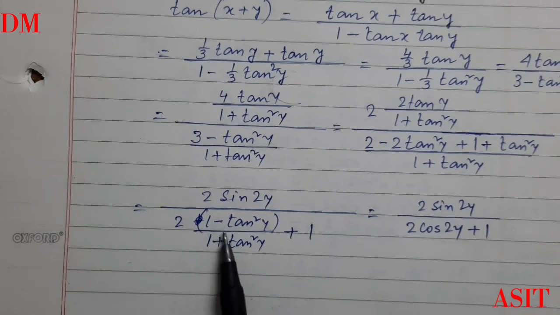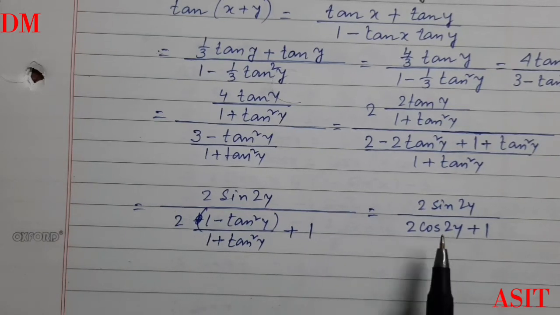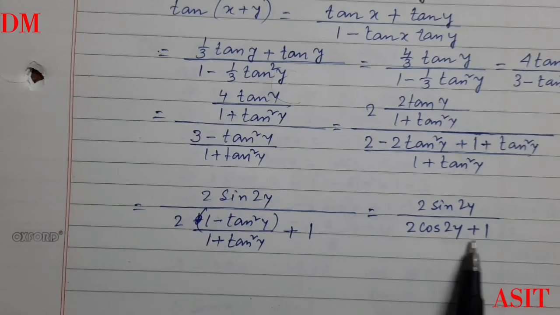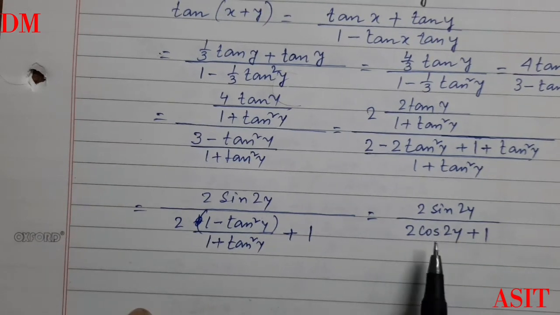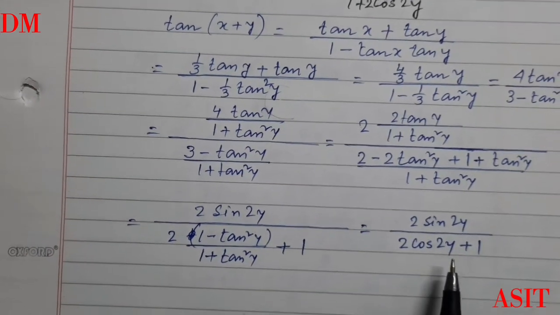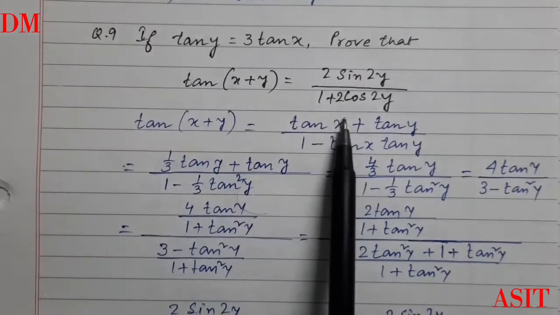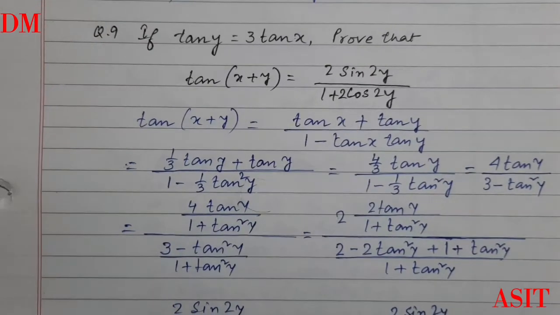Now we can use the formula here. Since we know that 1 minus tan square y by 1 plus tan square y is equals to cos 2y. So therefore we can write 2 cos 2y plus 1. Hence we need to prove this thing. This is 2 sin 2y by 2 cos 2y plus 1. So we need to prove this term. Hence proved.